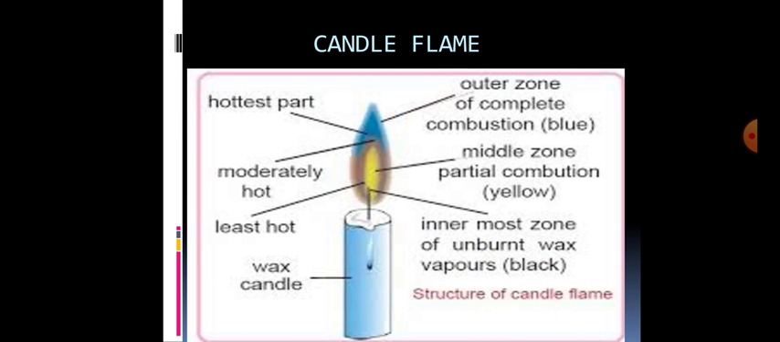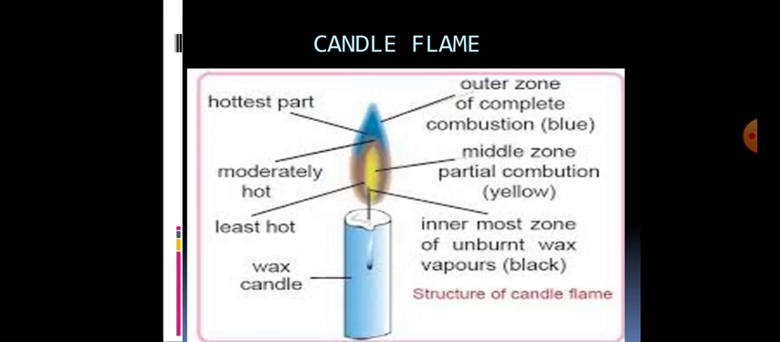So when we burn a candle, it produces flame. In our earlier discussion, we have already seen that there are some substances which burn without any flame. So flame must have some characteristics. A flame has a definite structure. That means we can divide the flame into some parts. It has the hottest part, a moderately hot part, and the least hot part.